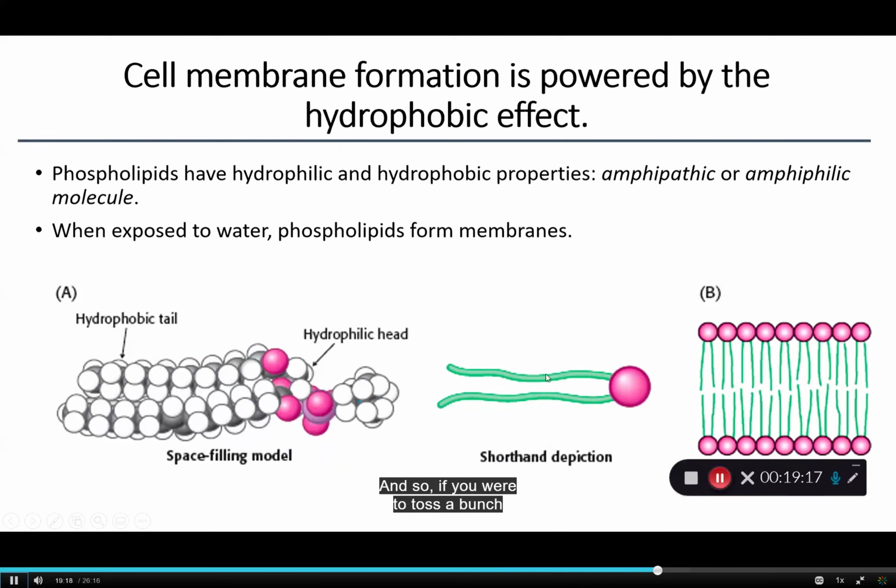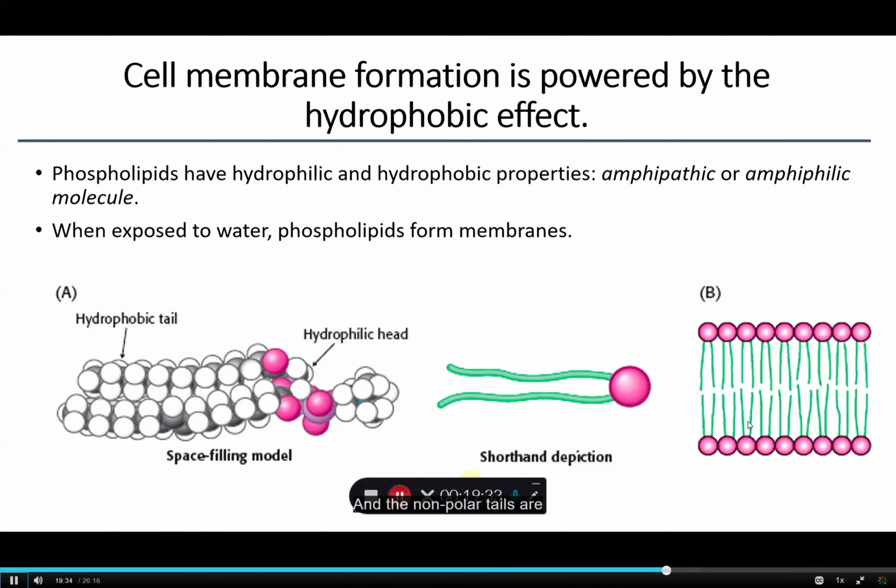And so if you were to toss a bunch of phospholipids individually in water, what would naturally happen is this formation, where the polar heads are interacting favorably with the aqueous environment on this side and also on this side. And the nonpolar tails are clustering together in the center. And so we have a nonpolar core for the lipid bilayer and polar outside. And so that means that any biochemical reactions that require an aqueous environment can happen inside the cell. And that inside of the cell can be separated by this nonpolar barrier from the outside of the cell.